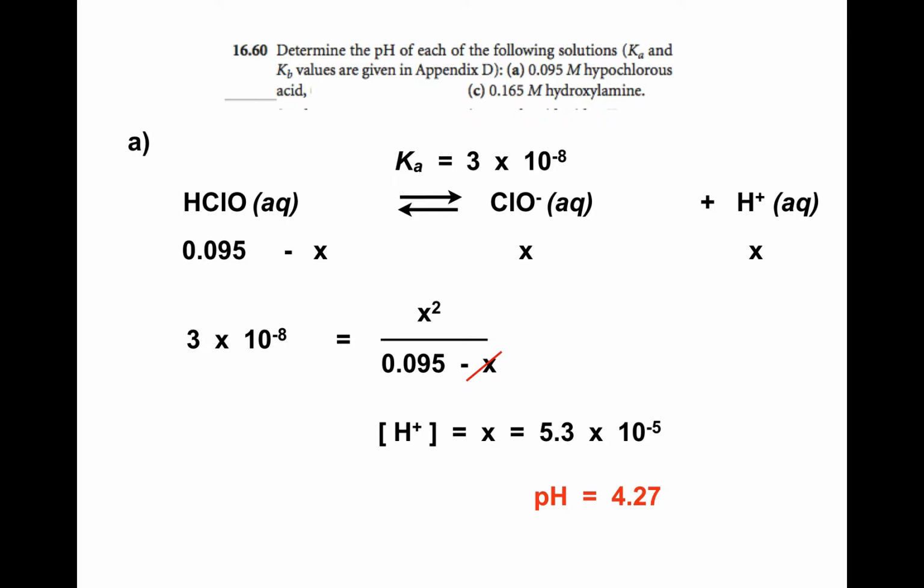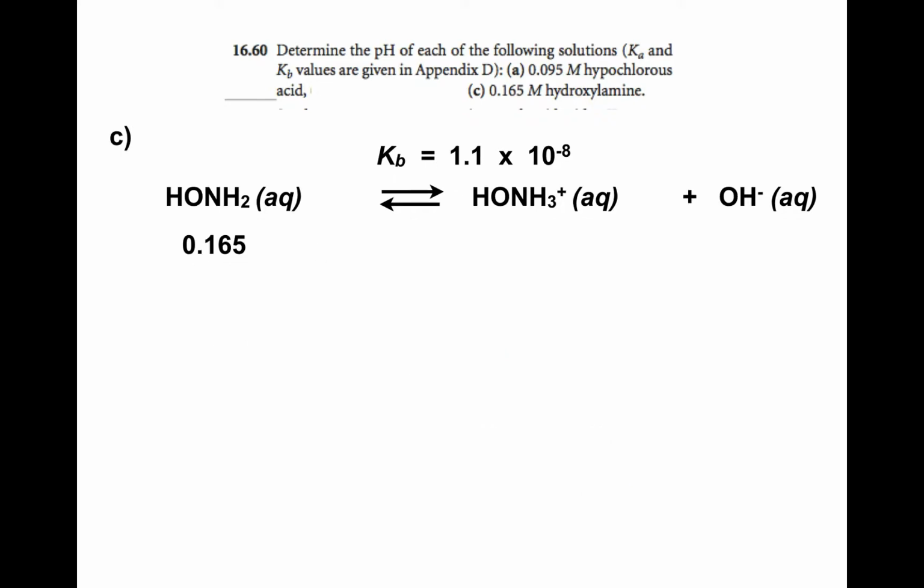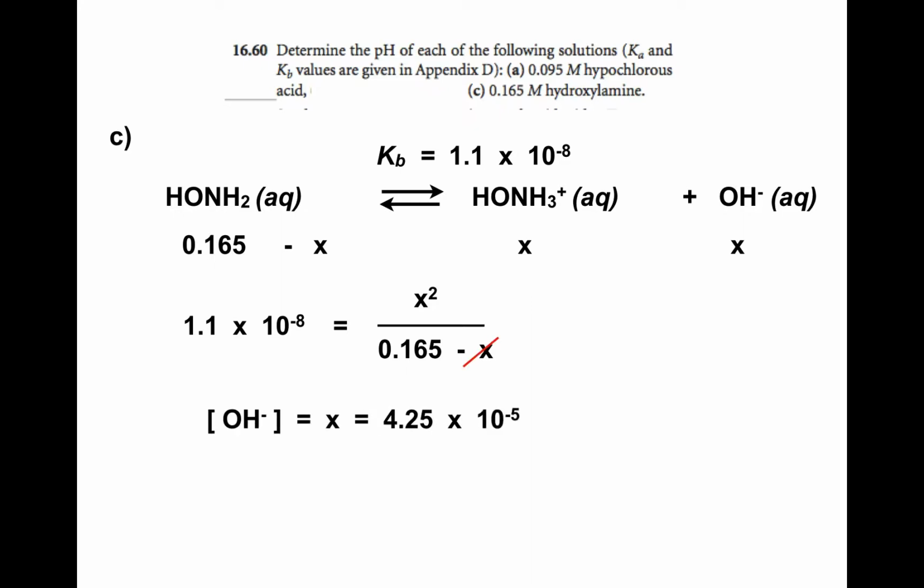For C, we've got hydroxylamine. Hydroxylamine is a base. Okay, so it's going to hydrolyze water to produce hydroxide ion. And for every X amount of the base I'm losing, I'm making X amount of its conjugate acid and X amount of hydroxide. So I'm, again, losing an inconsequential amount of my base. It's a very weak base. Solve for X. X is equal to the OH concentration.